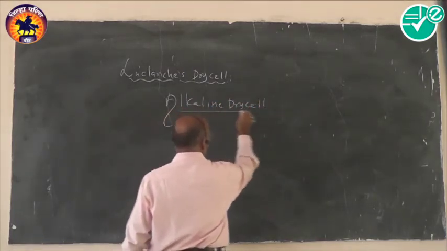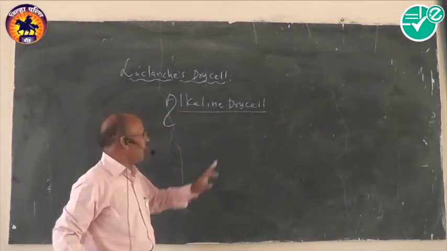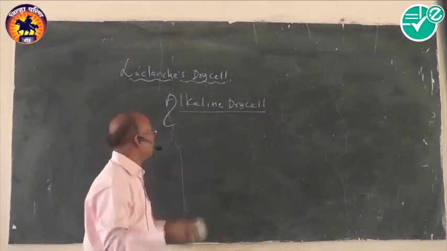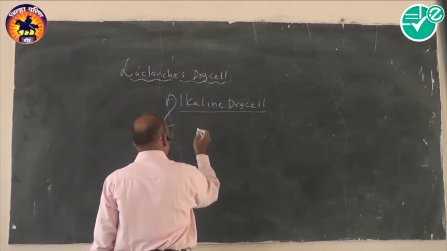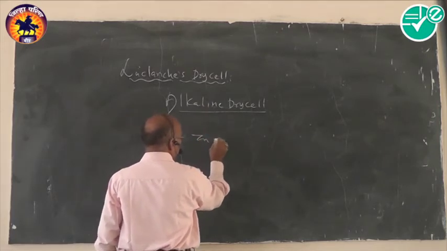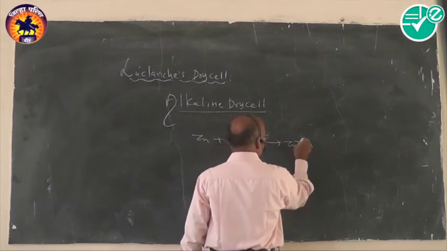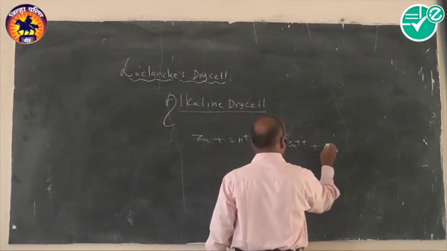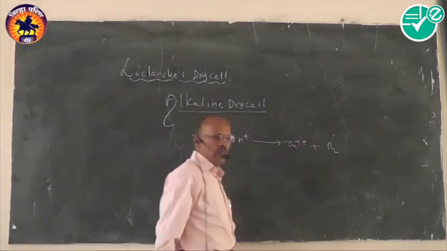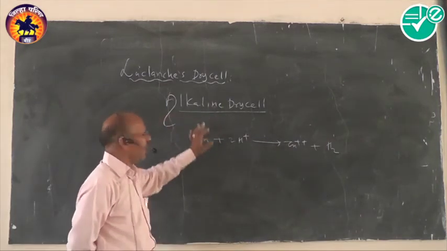What is the alkaline dry cell? Why is there the need of this alkaline dry cell? Okay. Now remember here that we'll have the reaction zinc plus 2H plus ions, it produces Zn 2 plus ions along with H2 gas. Now here think about the alkaline dry cell.